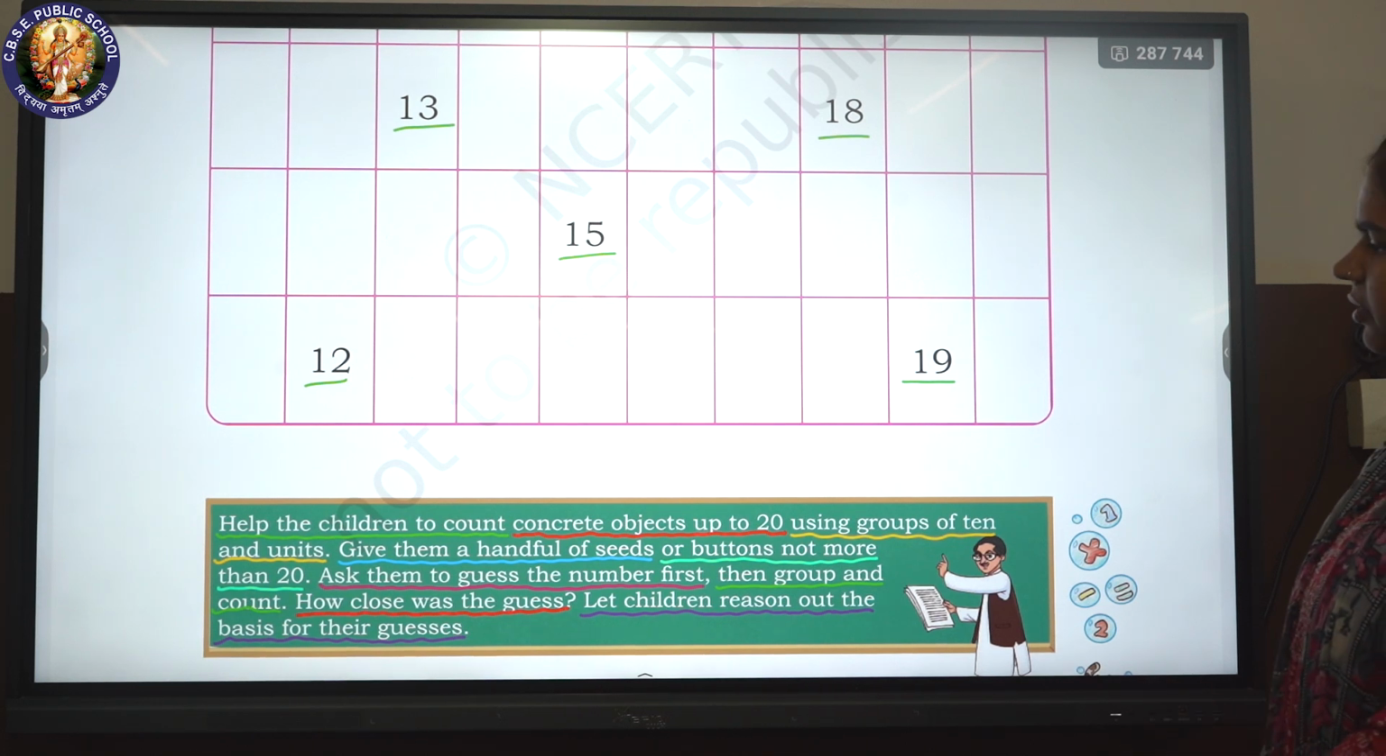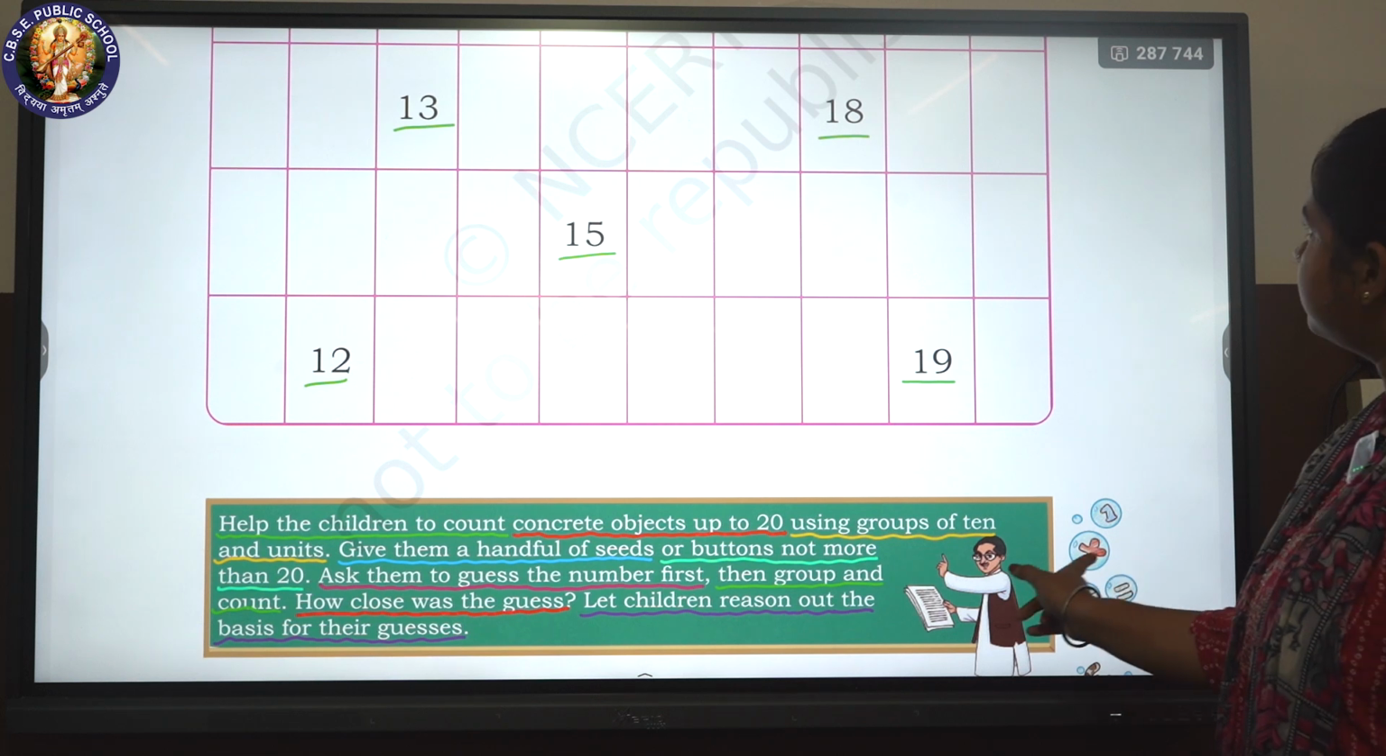Ask them to guess the number first, then group and count. How close was the guess? Let children reason out the basis for their guesses.